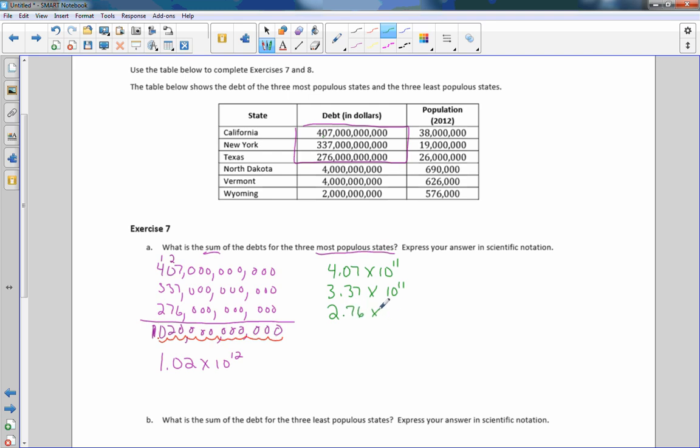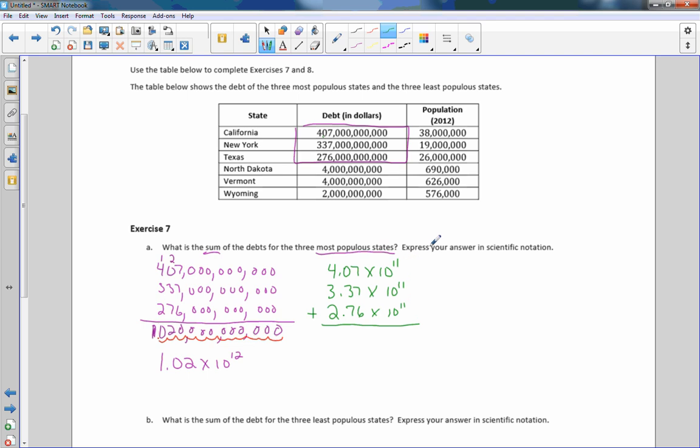0.76 times 10 to the 11th power. And when I add all these up, when we're adding zeros, we're just bringing them down here. So just like here, 0 plus 0 plus 0 is 0. So if I add 11 zeros across 3 times, 0 plus 0 plus 0, I'm just writing 11 zeros. So this doesn't change. You do not add the exponents when adding. That's when we multiply, the exponents get added.